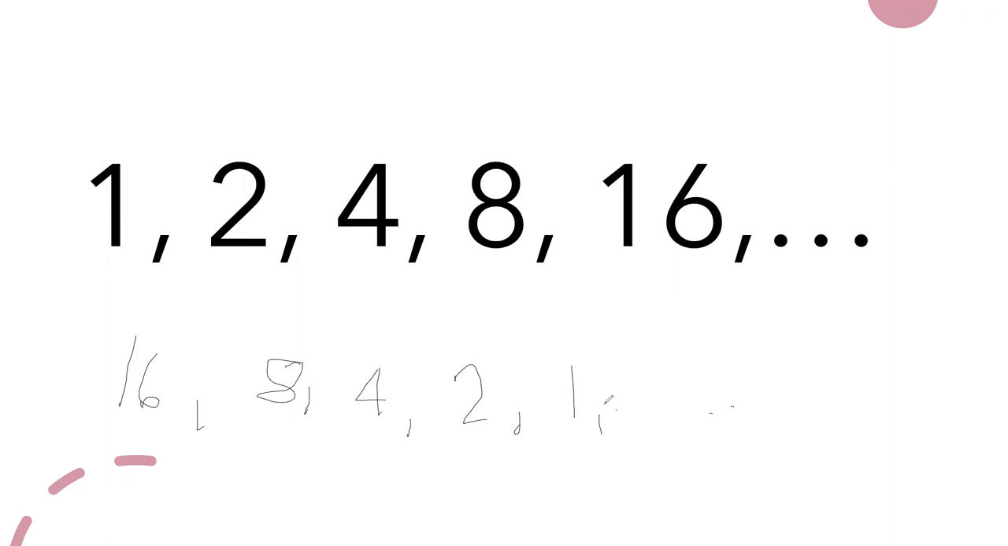So, divide by 2. Pero kung titingnan natin ang definition kasi ng geometric sequence, we multiply it by a certain number, not to divide. So, kung tama yung idea ng division, pero ano kayang pwede nating i-multiply sa 16 para maging 8?